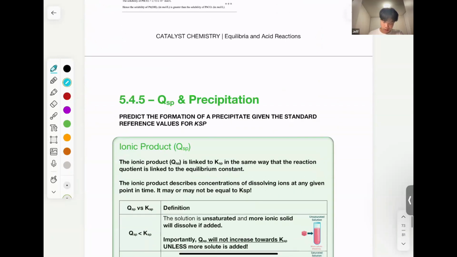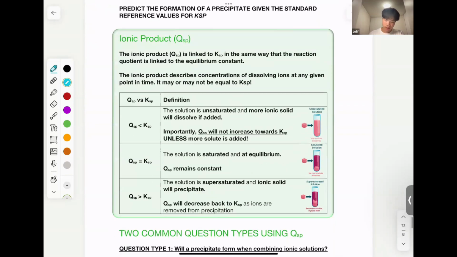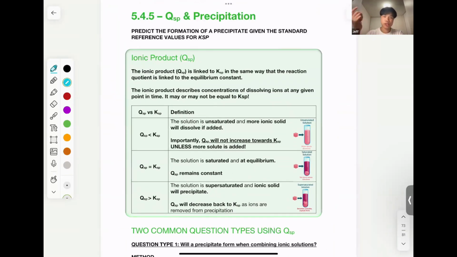Cool. So QSP, similar to QEQ, is just an experimental value. It gives you a guide as to where you are relative to equilibrium. Are you to the right of K, to the left of K? And that means are you saturated, supersaturated, or unsaturated?